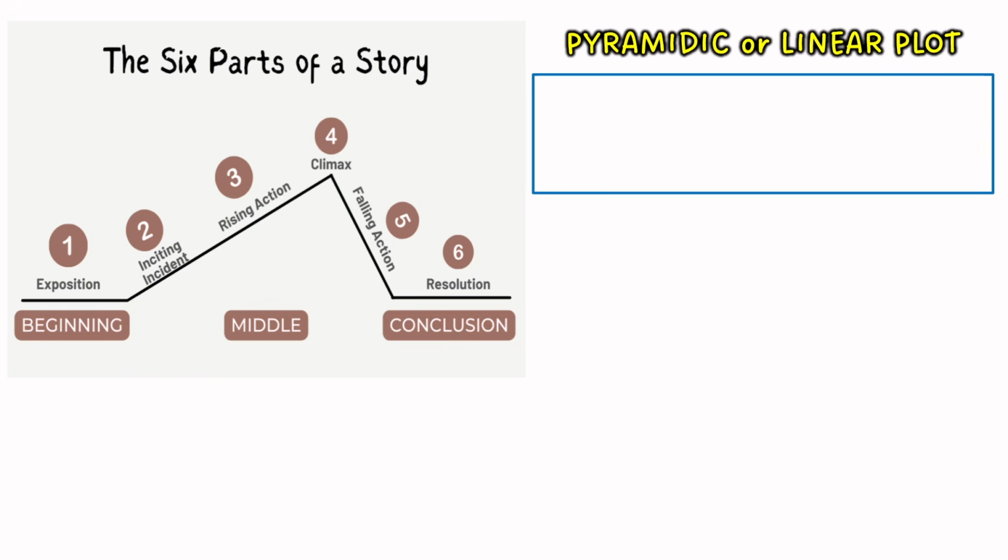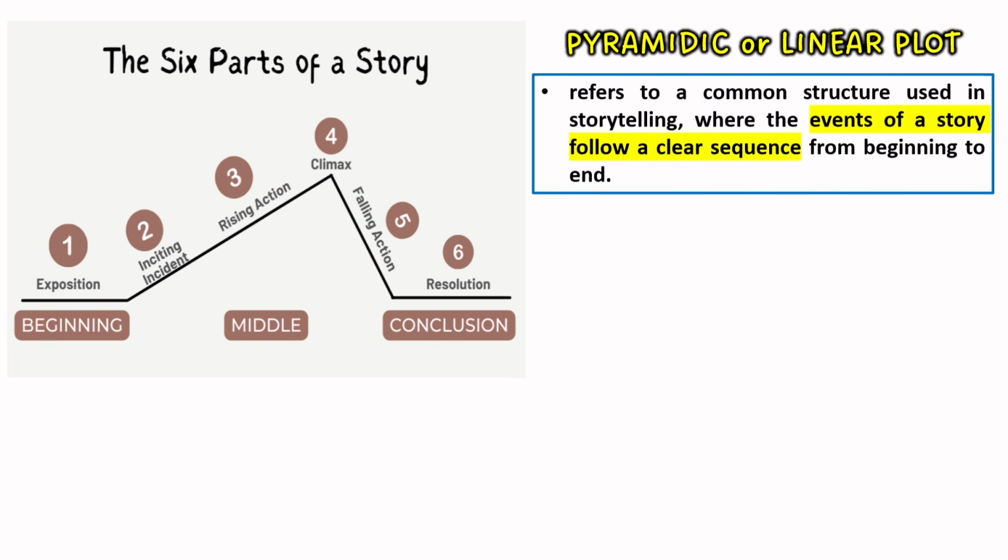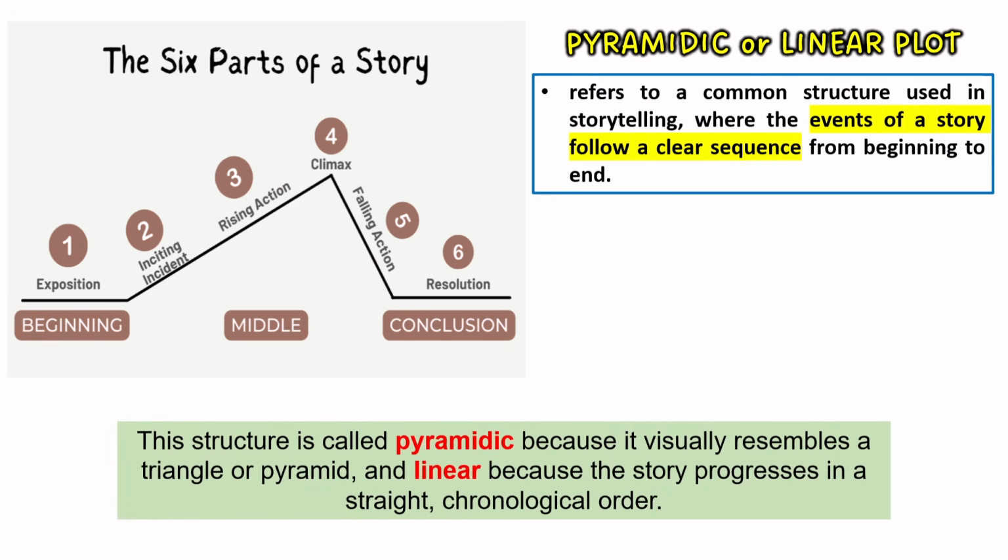In a pyramidic or linear structure of a story plot, there are 6 essential parts of events. When we say pyramidic or linear plot, it refers to a common structure used in storytelling, where the events of a story follow a clear sequence from beginning to end. This structure is called pyramidic because it visually resembles a triangle or pyramid, and linear because the story progresses in a straight chronological order. Here are the parts of a pyramidic or linear plot arranged in its proper sequence.